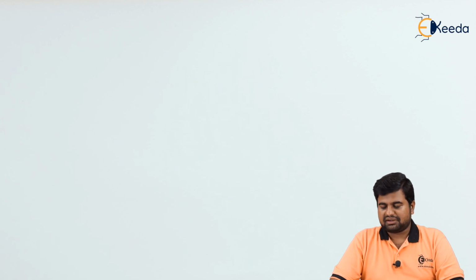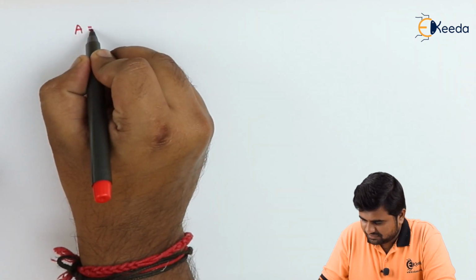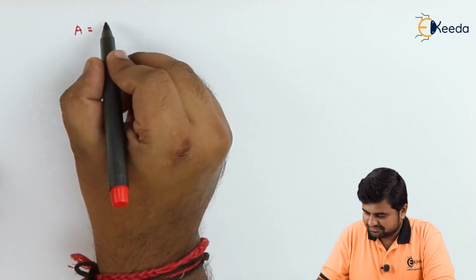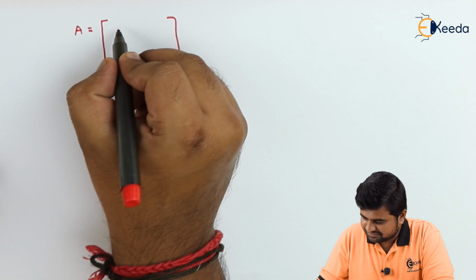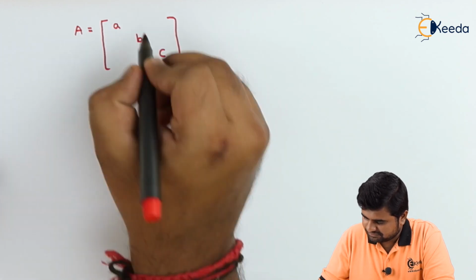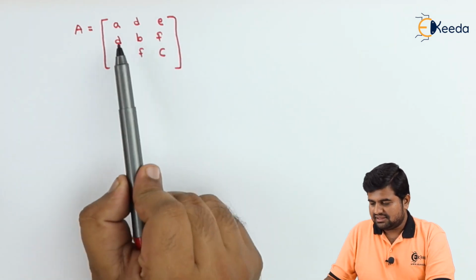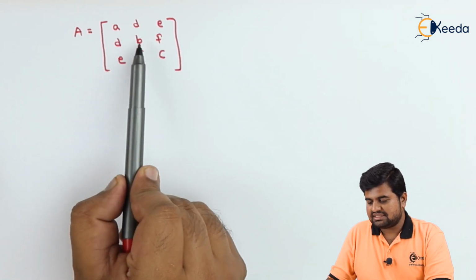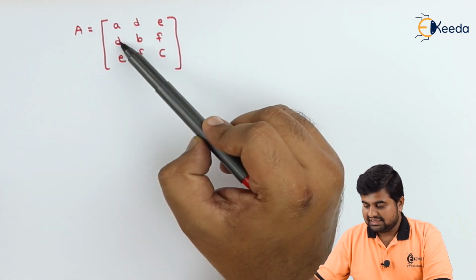What is symmetric matrix? As the name suggests, symmetric matrix is the one where if we go row wise as well as column wise, we get the same elements. Let's take an example and understand it. Suppose we have got matrix A. It is a 3 by 3 matrix. As you can see in this matrix, we have got A, B, C as diagonal elements. Also, we have got D, D.